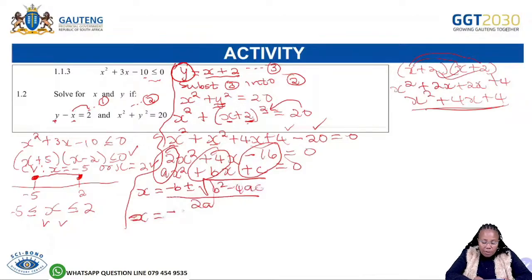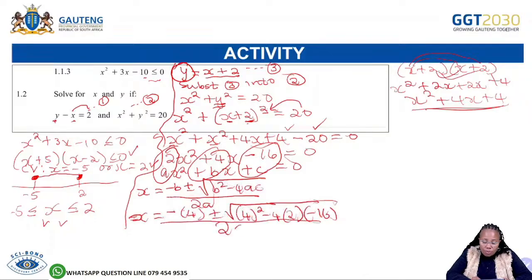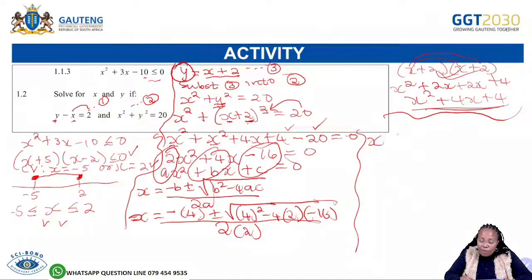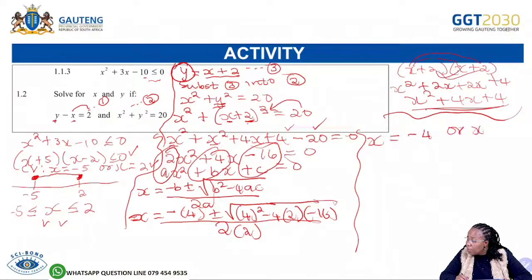What is the value of b? That is 4. Plus minus, it is still 4 squared minus 4. A is 2. And the c is minus 16. And then all over 2 into a, 2. And then now into your calculator, grade 12, to the answer. It will give you your first x value. The first x value for this one will be minus 4. And the second one will be x equals 2.